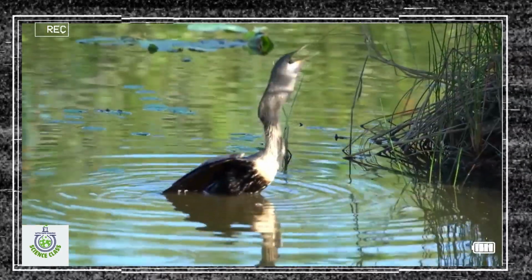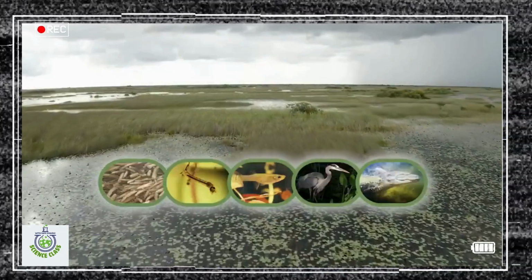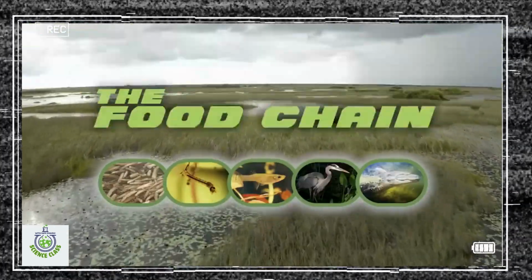This process, the flow of energy and matter through a community, is most easily understood by constructing a simple illustration which we call a food chain. Today we'll create a typical Everglades food chain, but the story actually begins about 93 million miles from South Florida.